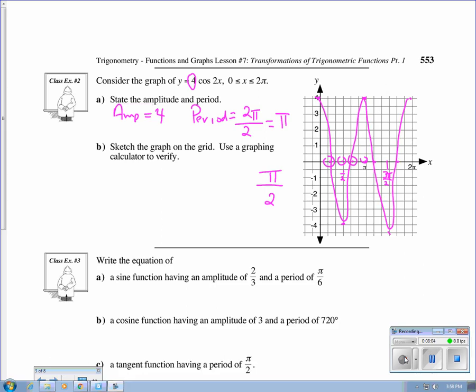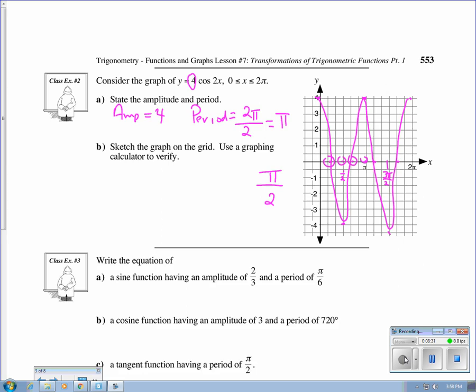So in a region of 2 pi, I'm going to get 2 complete periods. Talking about period on a cosine graph is a little bit interesting, especially if you start at the y-intercept. So you can start at the y-intercept, count half a crest, then a full trough, and then the other half of the crest on the other side. And you can graph that on your calculator.